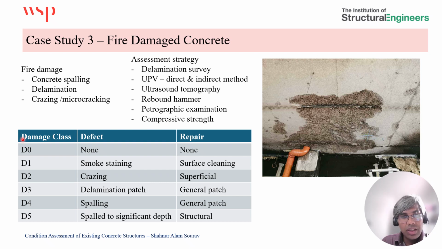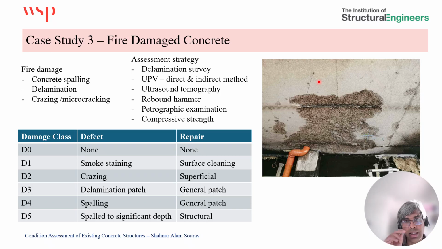So here is another example. This is the last case study. After that, I will finish. This is a fire damaged deck slab, a concrete slab in a fire damaged building. Due to the fire, there was evidence of concrete spalling. There was evidence of delamination as well. There was evidence of micro cracking just outside the region of this spalling.